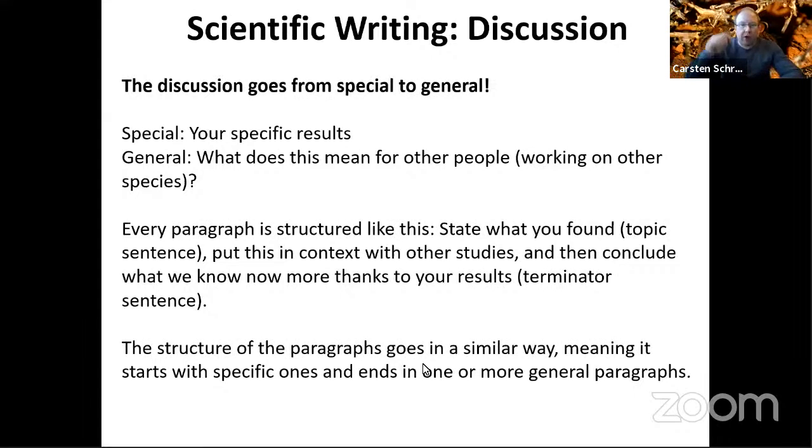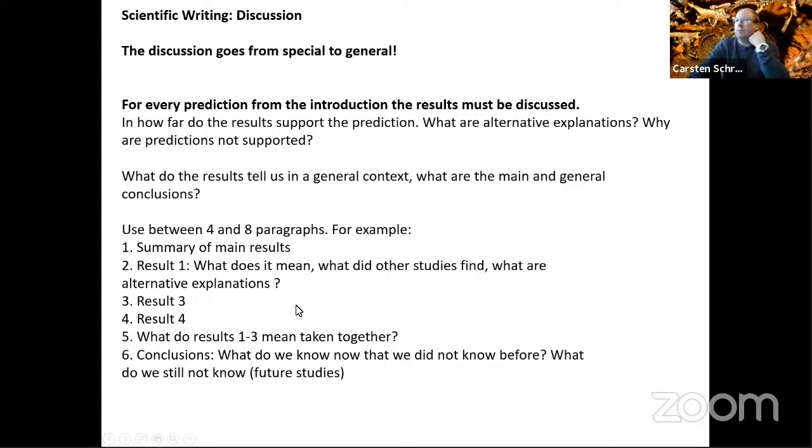And the structure of the paragraphs, meaning how the paragraphs follow each other, goes in a similar way. You start with specific ones, and then you end with more general paragraphs. So for every prediction that you had in the introduction, the results must be discussed. And normally, if you have maybe 3 predictions in the introduction, then you will have 3 paragraphs where first prediction 1, then prediction 2, and then prediction 3 is discussed. So the question is, what do the results tell us in a general context? What are the main and the general conclusions?